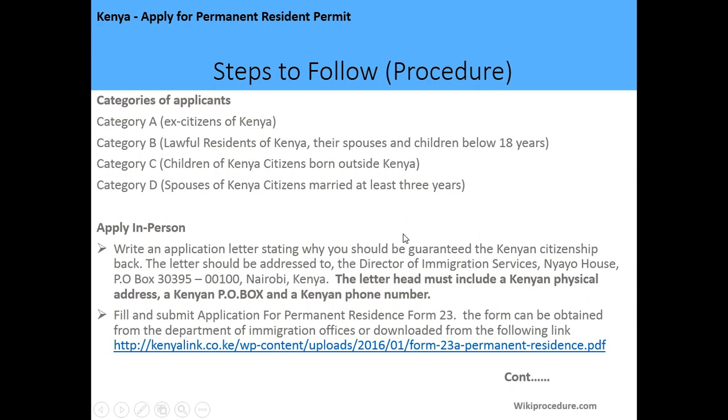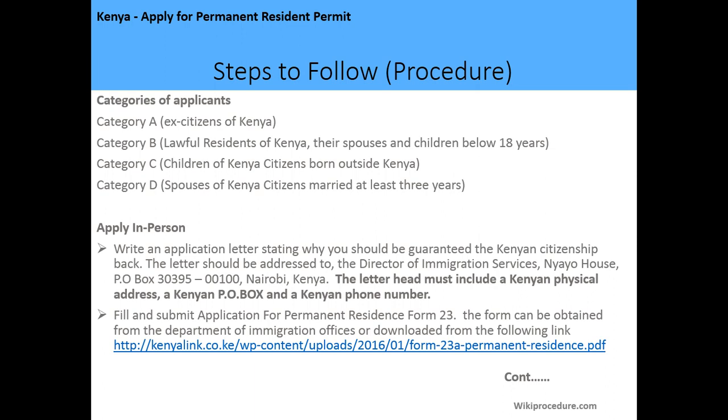Write a letter stating why you should be granted the Kenyan citizenship. The letter should be addressed to the Director of Immigration Service, Nyayo House, through this PO Box 30395/00100. And the letter must include a Kenyan physical address and the Kenyan postal office number, the PO box number, and a Kenyan phone number.